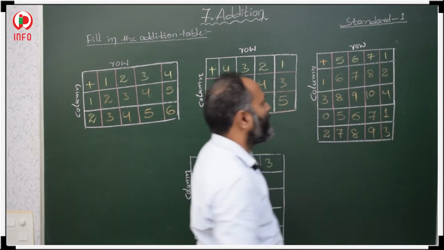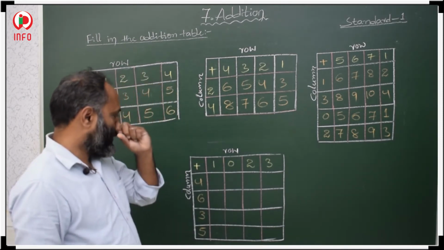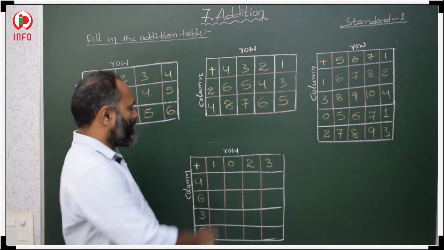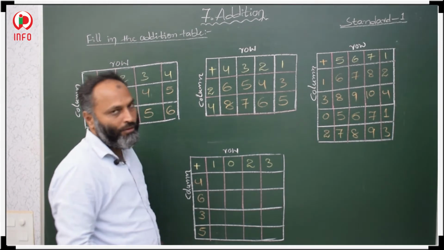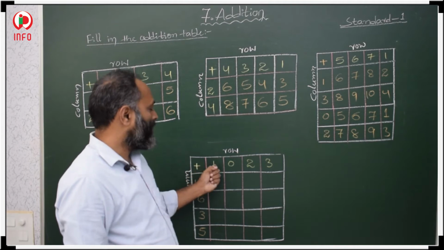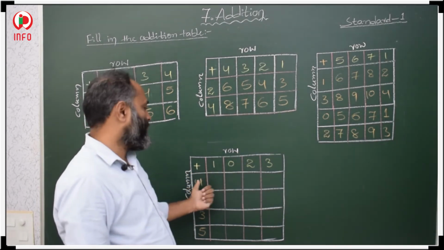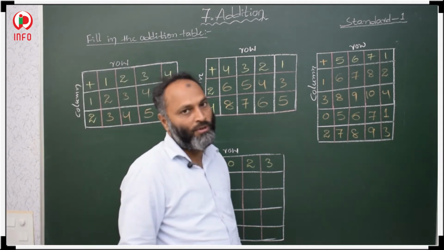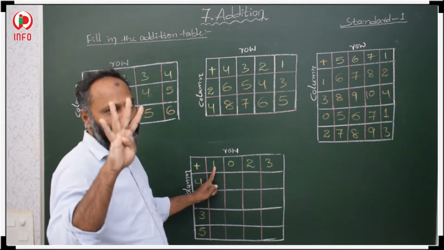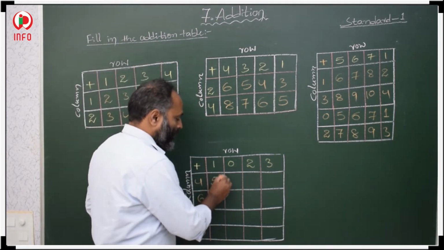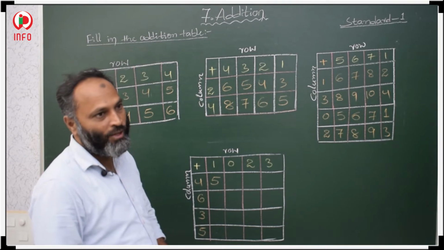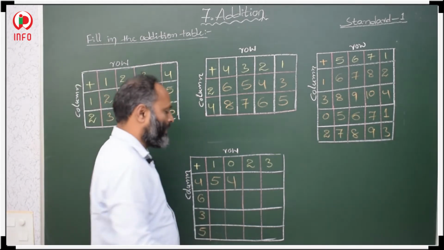Now here, this box. First we have to complete the row. This complete row, 1, 0, 2, 3, we have to add with 4. 4 means next 4 numbers we have to count and write. 1, after 1: 2, 3, 4, 5. So, 5. What is our fourth number after 1? That is 5.